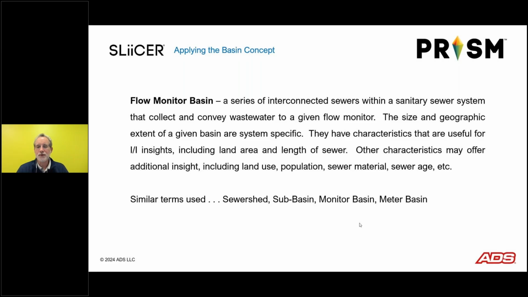So some of these characteristics of those basins can be important for gleaning additional insight out of the flow monitor data that we see. Those may include the land area, the length of sewer. We've talked about those earlier, but you may have other characteristics of those basins that offer insight as well, including the land use of that basin, population, sewer material, sewer age, etc.